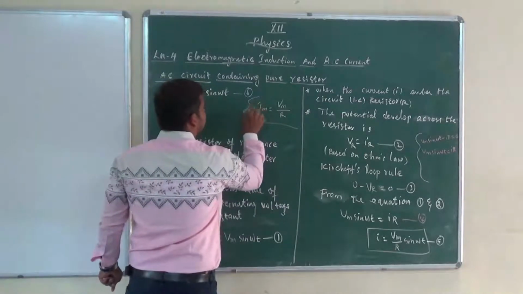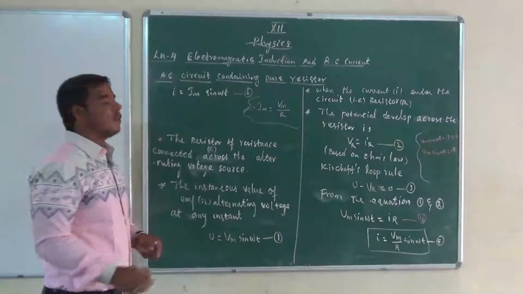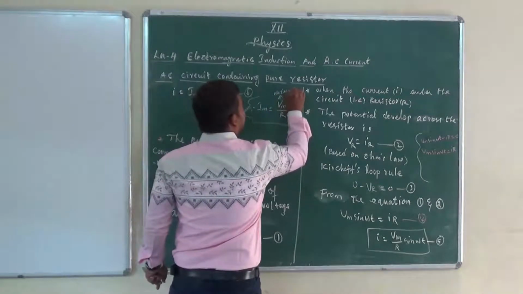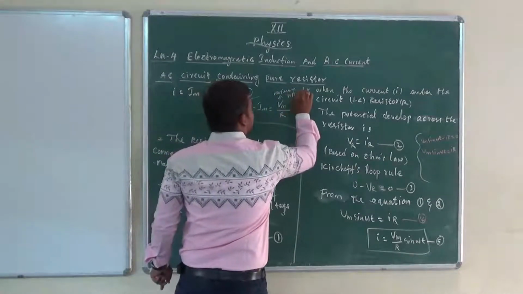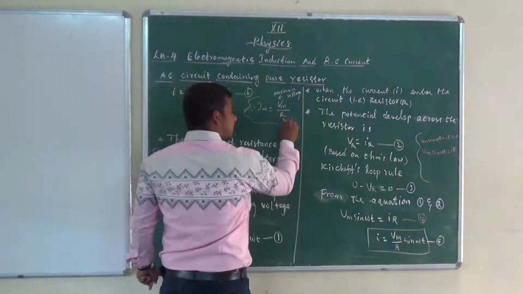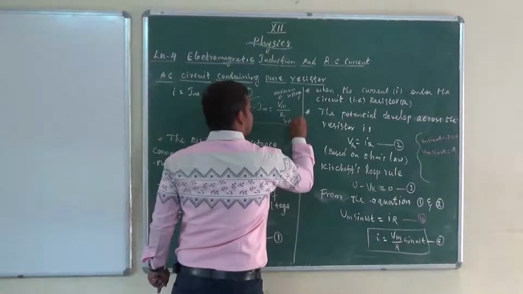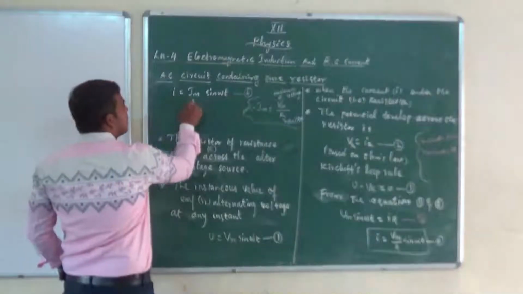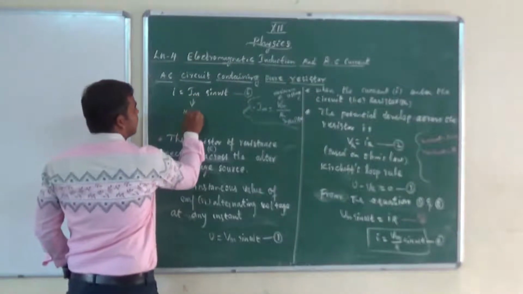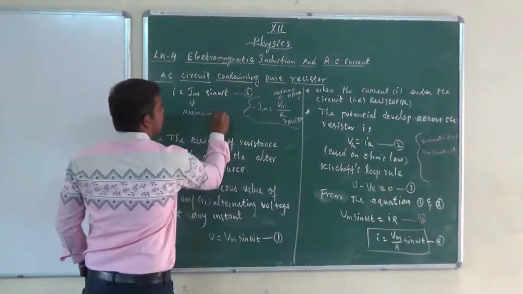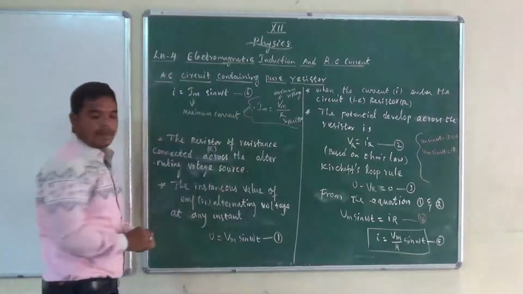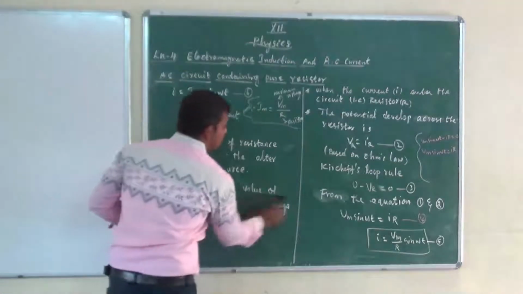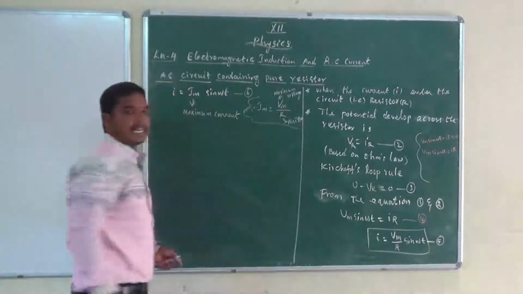Here, what is Vm? Maximum voltage. Next, what is R? It is nothing but the resistor in the circuit containing resistor. So what is Im? This Im indicates maximum current. Now we can draw how the current and voltage behave in the AC circuit.